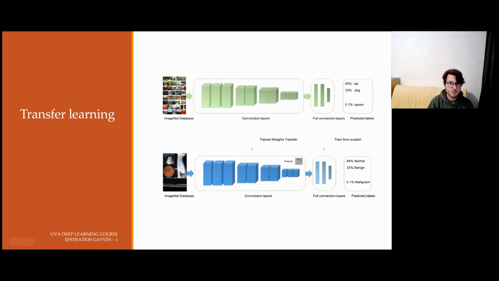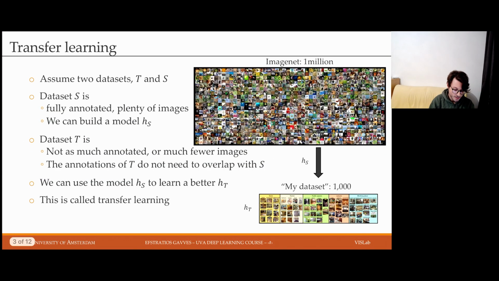Hi, and now let's continue with transfer learning. So transfer learning is one of the core properties of convolutional neural networks and one that has maximized their usefulness for practical applications. So what does transfer learning stand for?